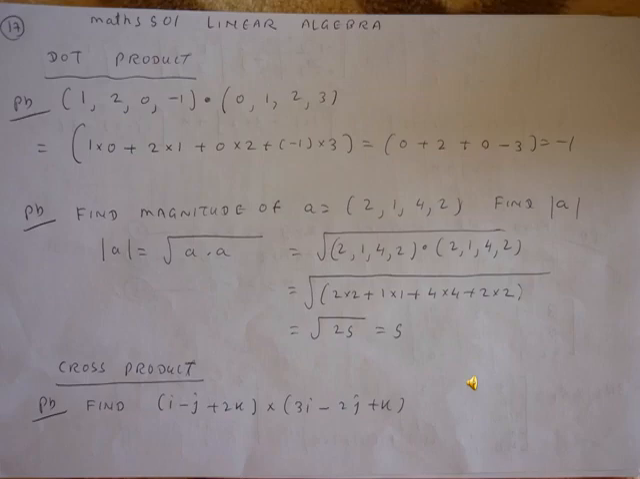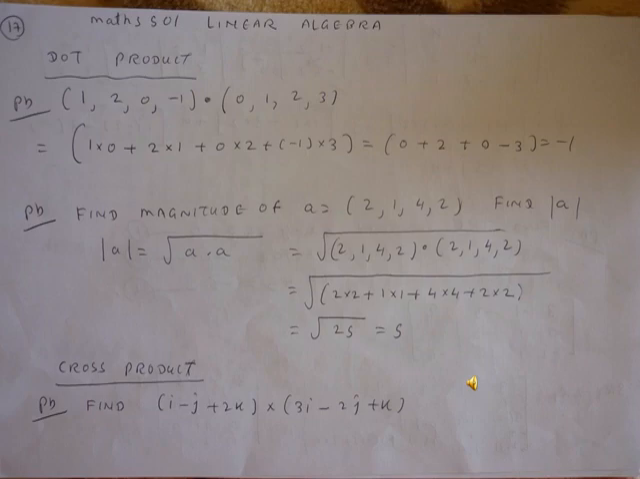The next one is BAE401 linear algebra, the dot product. So there are the vectors (1, 2, 0, -1) and then it is a dot product with (0, 1, 2, 3). So in this case, 1 and 0 multiply, plus 2 and 1 multiply, plus 0 and 2 multiply, plus -1 and 3 multiply. Then you add everything, so 0 plus 2 plus 0 minus 3, so the whole thing we get is -1.